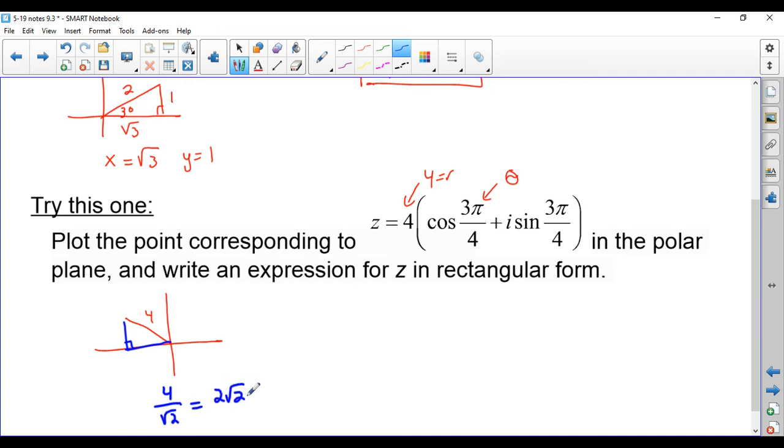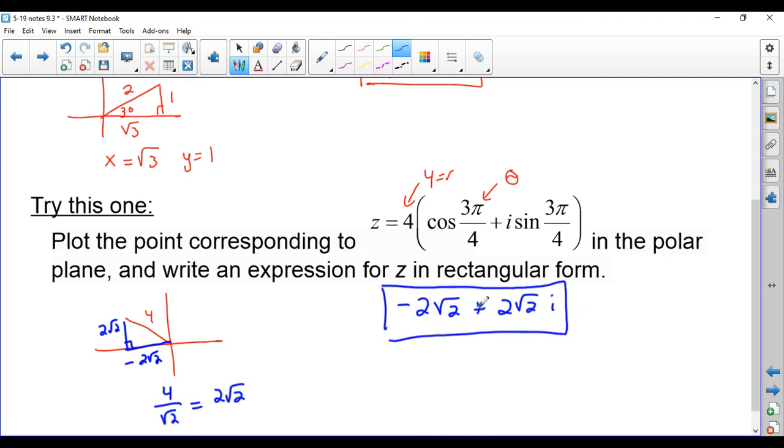That gives you 2 times the square root of 2 when you rationalize. Each of these legs are 2 root 2. Before you do anything else, check your signs. I'm in the second quadrant, so the x-coordinate is negative and the y-coordinate is positive. When I write this in x plus yi form, my x is negative 2 root 2 plus my y is 2 root 2 times i. And that's the rectangular form of this complex number.